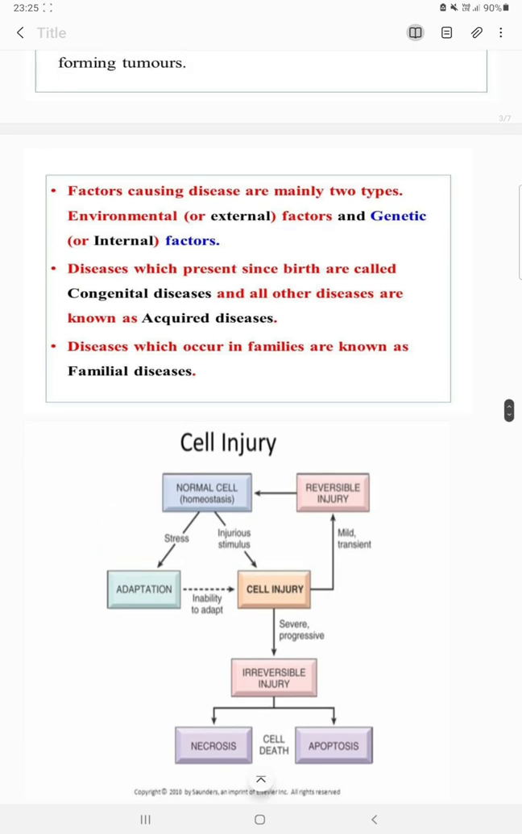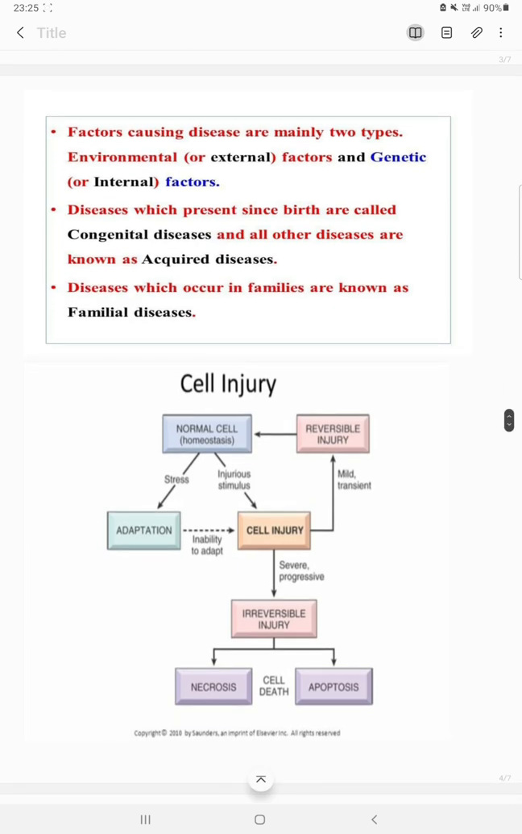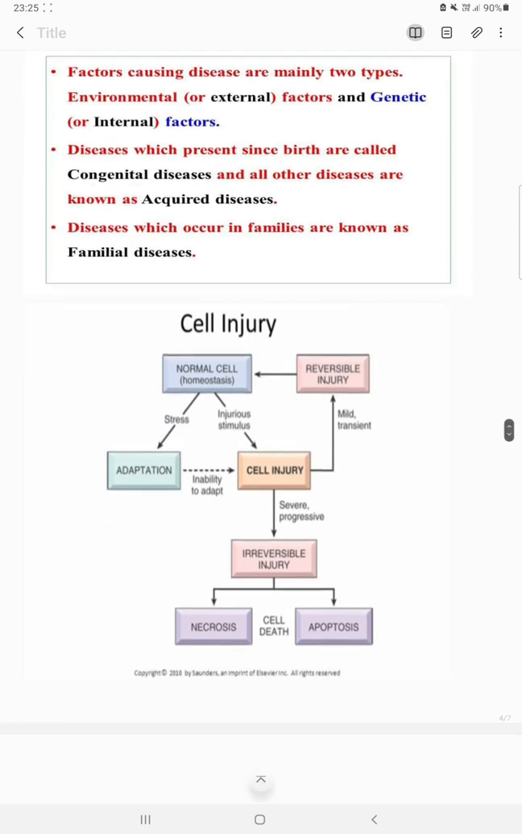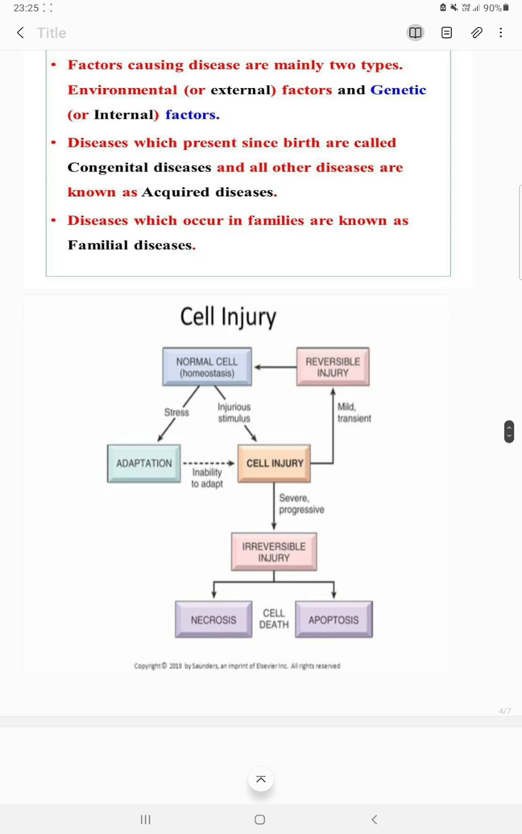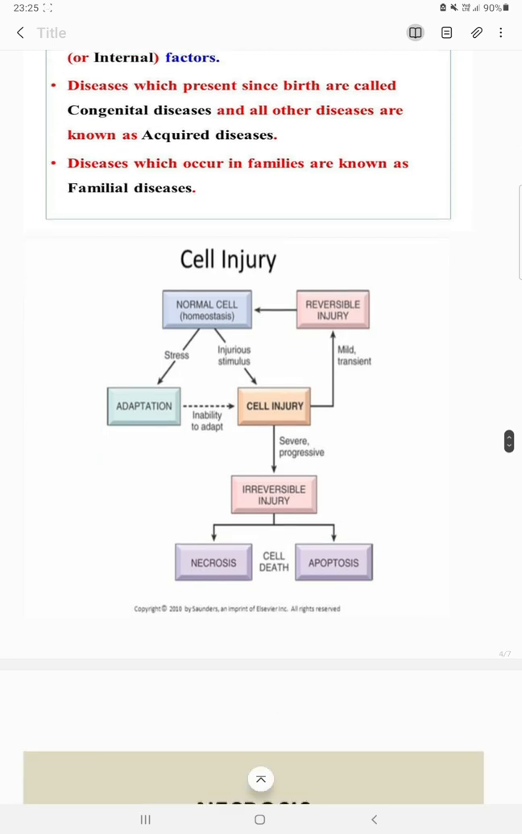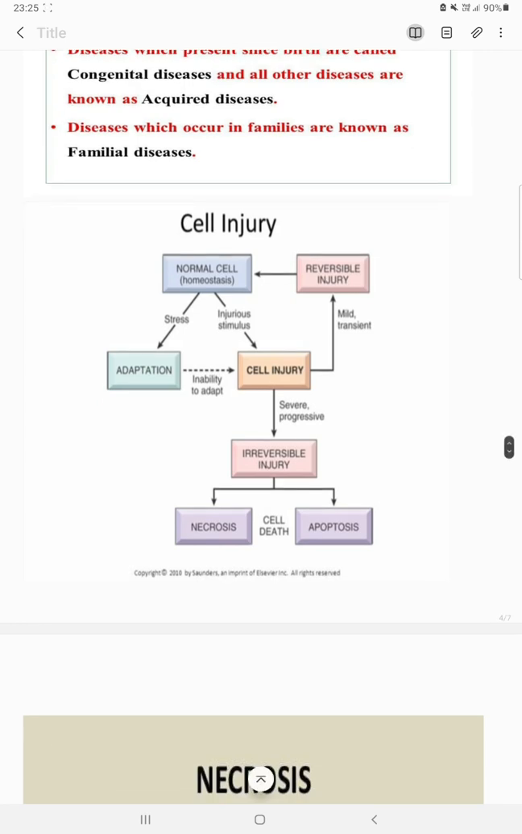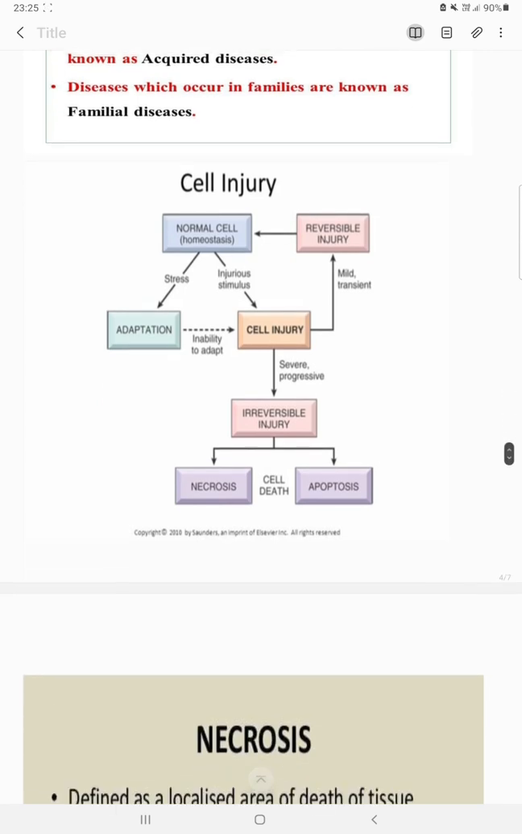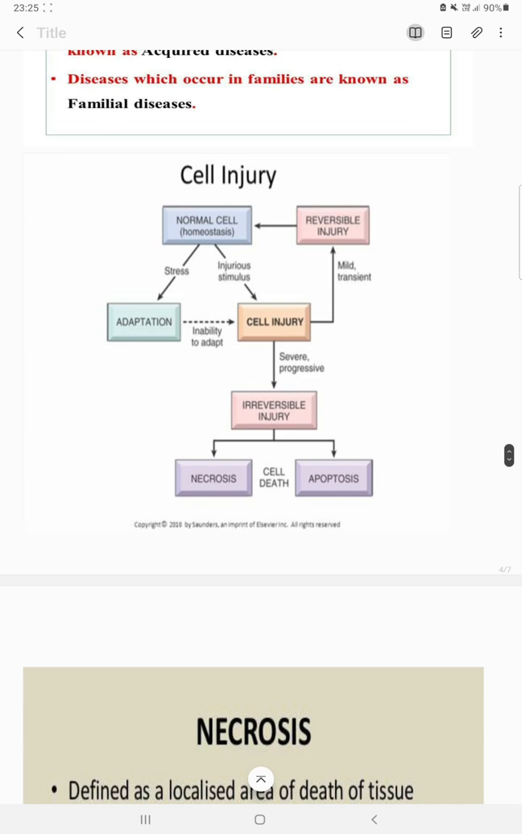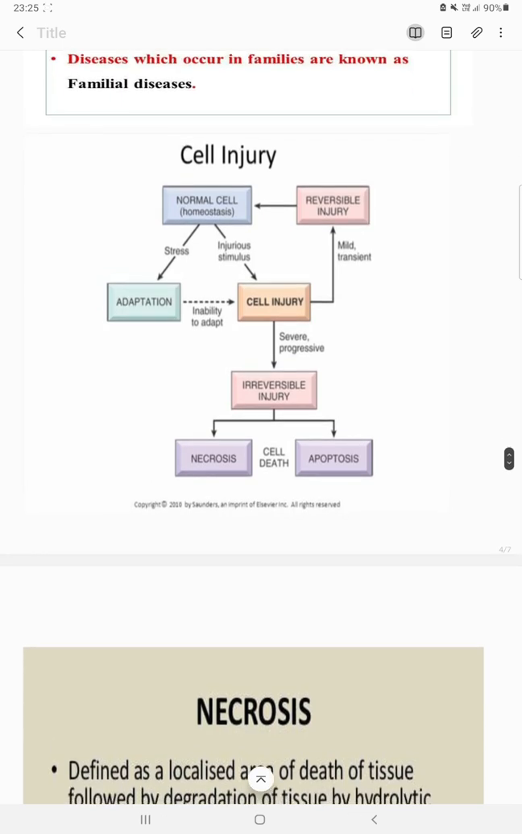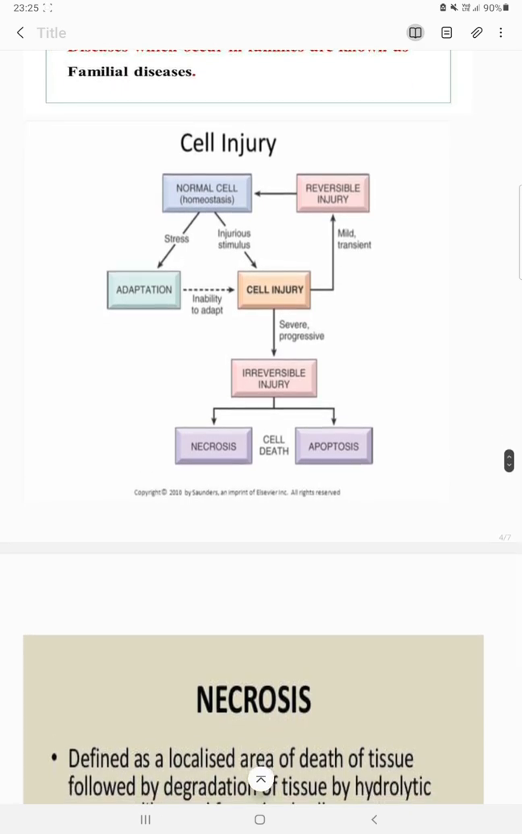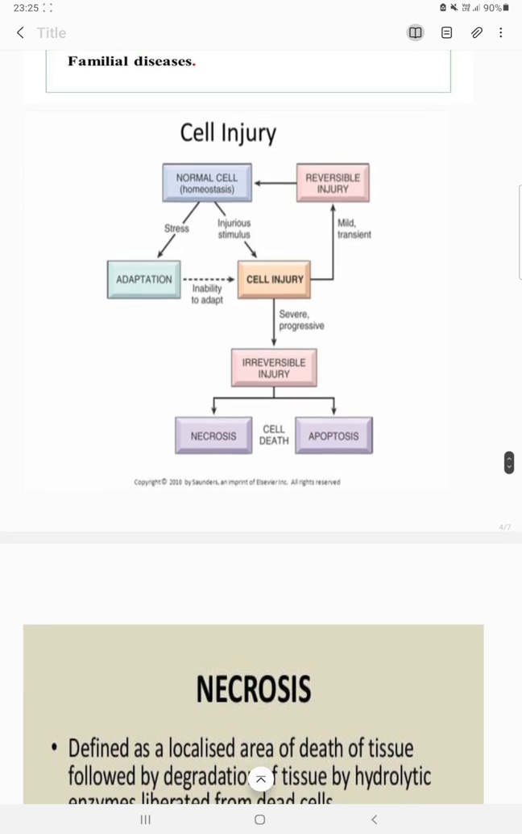If we take the example of Down syndrome, this is a congenital disease, and if we take the example of COVID-19, it is an acquired disease that we acquired from other people. Diseases which occur in families are known as familial diseases, as with Down syndrome, or any other syndromes which transfer from one parent to the children.